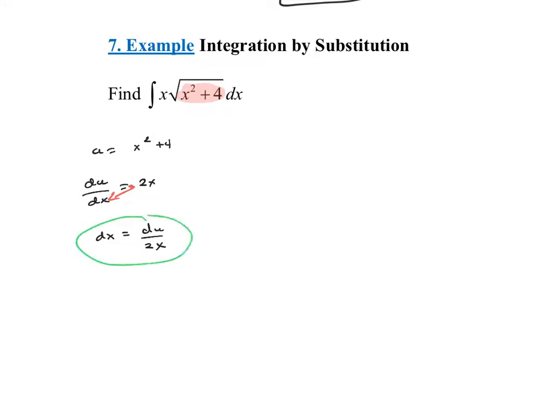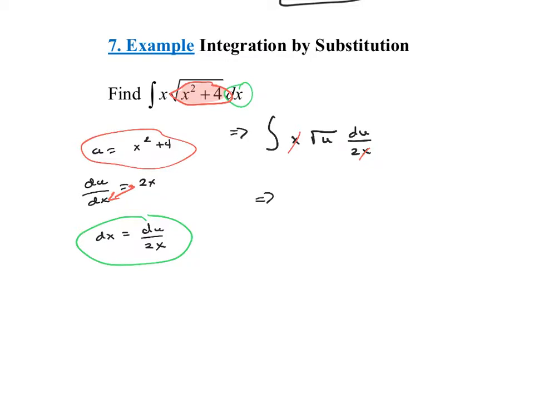I know what dx is. I know what u is. So I go in and I rewrite my original problem. This would turn into the integral of x times the square root of u times du over 2x. Notice those x's simplify. I have a 2 that I can pull out, but it is in the bottom, so this is 1/2 times the integral of u to the 1/2 du.